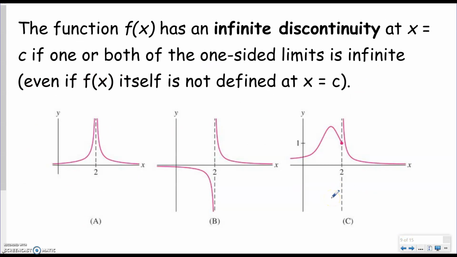Okay, there are also infinite discontinuities, and that is when one or both of the sides is infinite, even if it's not defined. So you're going to look here, you'll notice that for the most part, we have vertical asymptotes. This last one is the only one that doesn't.